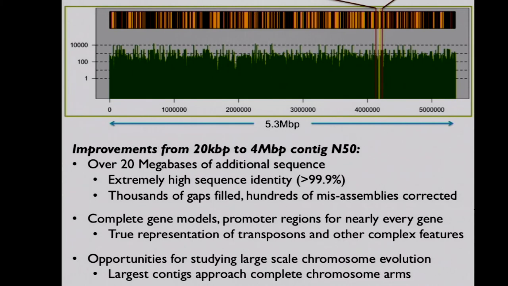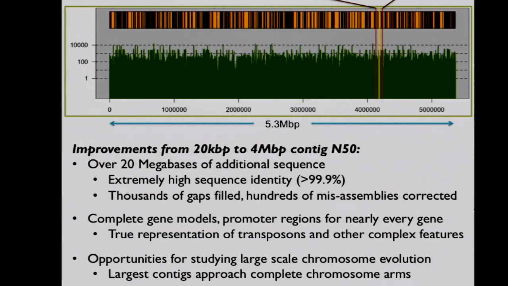So what do you get from going from a 20 KB contig N50 to a 4 megabase contig N50? Well, number one, you go from a Swiss cheese representation of the assembly into this really beautiful contiguous representation. We got a total of about 20 megabases of additional sequence in the PacBio assembly. It's not like this chromosome arm was missing. It was millions of these small regions that were missing from the Illumina assembly that all add up to about 20 megabases. Considering the genome size is only about 400 megabases, this is pretty substantial. As far as we can tell, the sequence identity is extremely high. We filled in thousands and thousands of gaps. We corrected many hundreds of misassemblies.